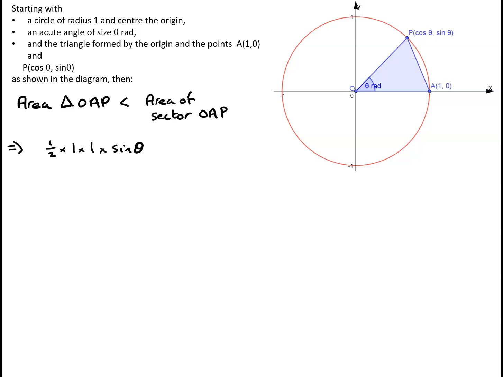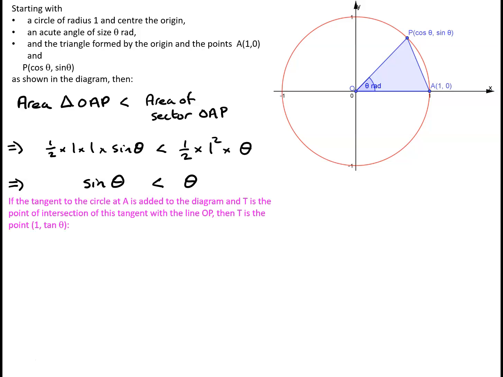On the other hand, we know that the area of a sector subtending an angle of theta at the centre of the circle is a half r squared theta. R in this case is 1 because that's the radius of our circle. So the area of the sector OAP is a half times 1 squared times theta. In other words, we have sine theta is less than theta.